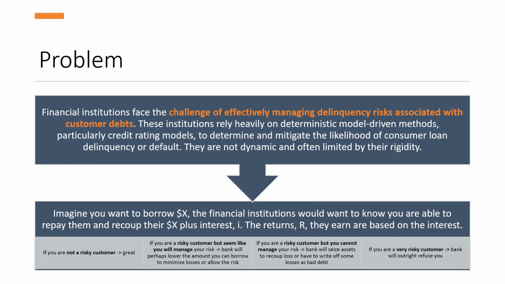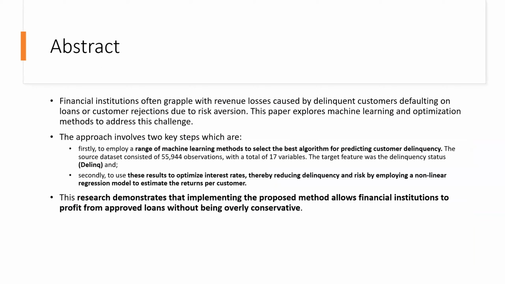So these are some of the concepts that were considered when we looked at this problem and the narrative around it. When we put this together, the main issue was that they grapple with revenue loss caused by delinquent customers defaulting on their loans or customers being rejected due to risk aversion. So the bank is losing money simply because of delinquency or because they lose potential revenues because someone is deemed too risky.